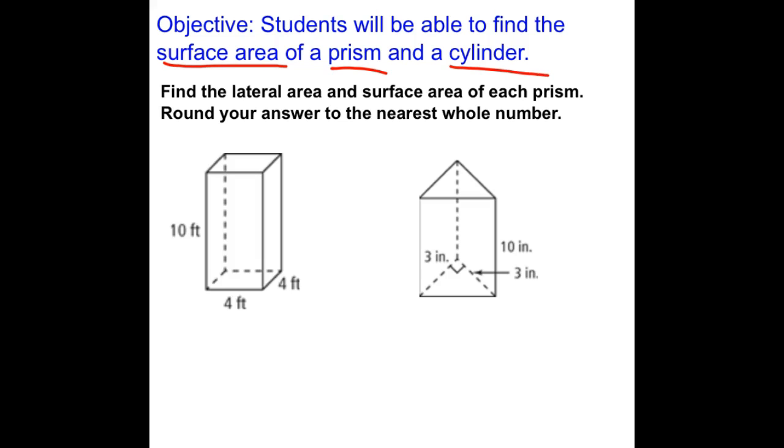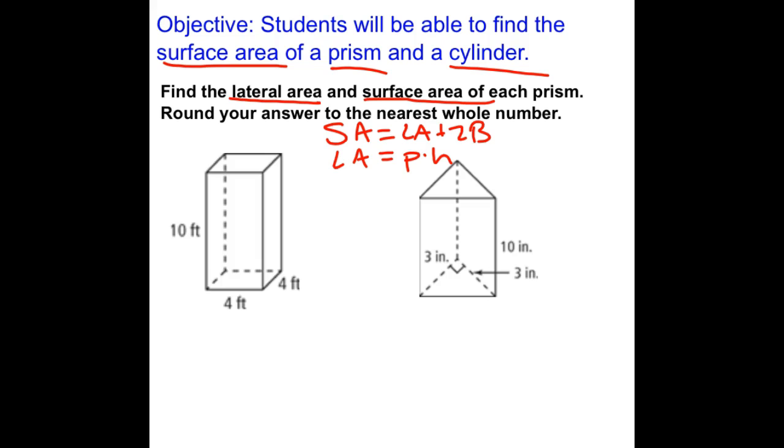In order to know how to find the surface area of these shapes, you need to know the surface area formula. The surface area formula is the lateral area plus two bases for prisms and cylinders. There's also a formula for the lateral area: the perimeter of the base times the height of the shape. I bring this up because I asked for the lateral and the surface area here.